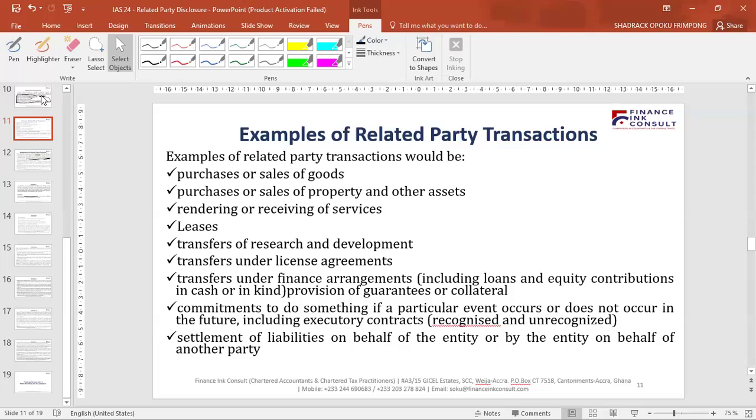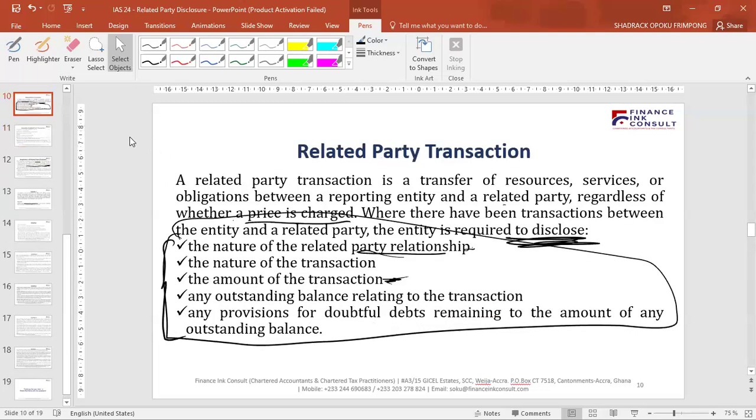Okay. So at the end of the day, these are the information that needs to be disclosed. Just that it should be tailored to the question that has been given to you. So one, the nature of the related party relationship. So there is a related party, yes. What's the nature? That's his brother. Then the nature of the transaction: rent, the amount is free. Or is there any outstanding balance? This is very key.